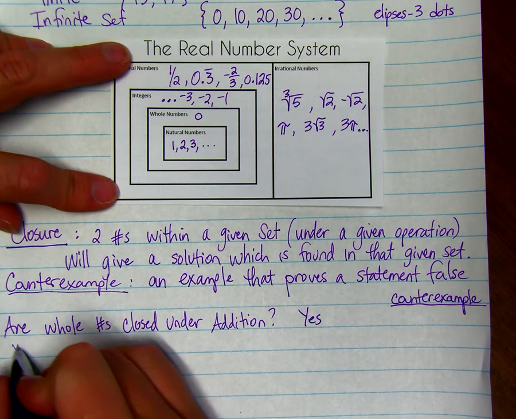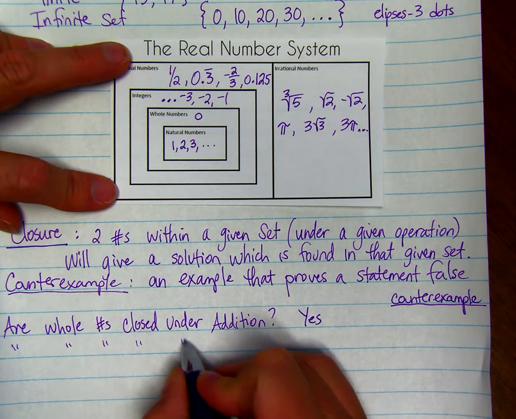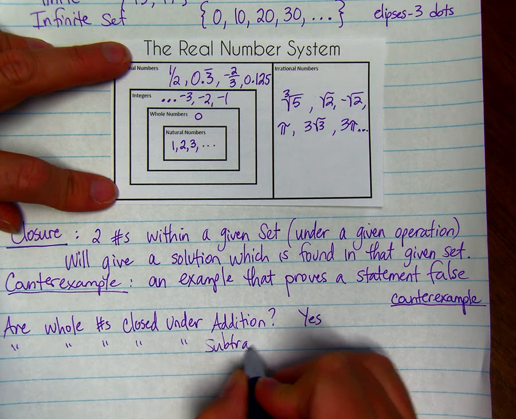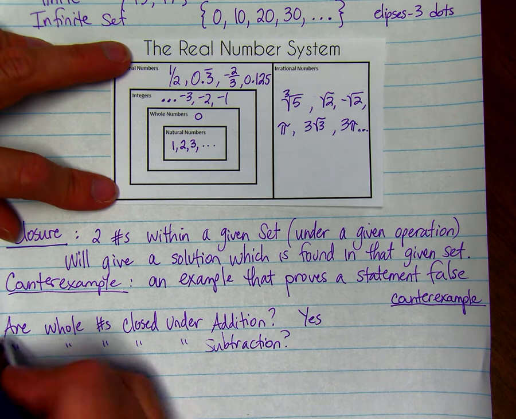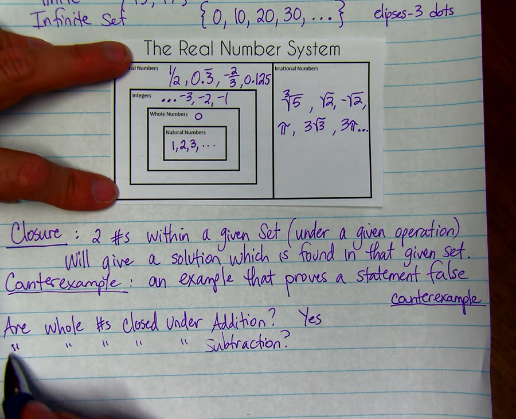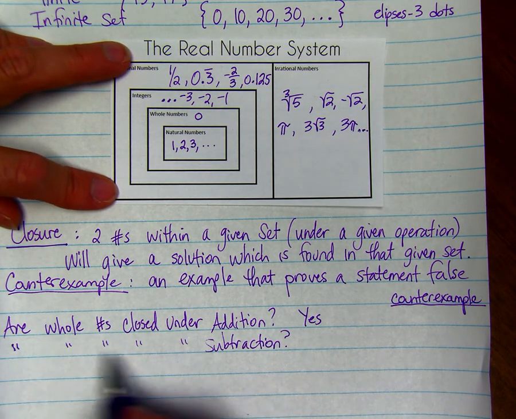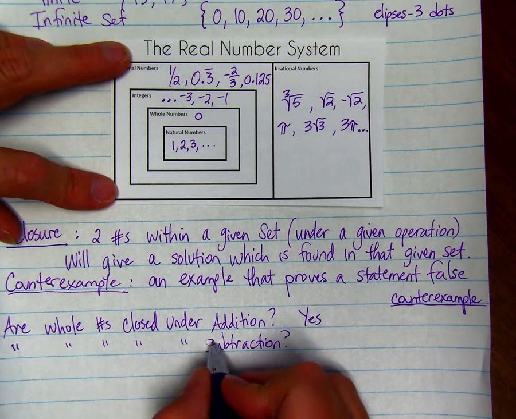How about subtraction? So are whole numbers closed under subtraction? So these little dots here are called ditto marks. You guys probably already know that. That just means I don't want to rewrite the word. So is it closed under subtraction?